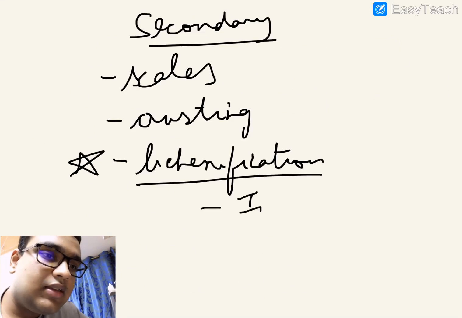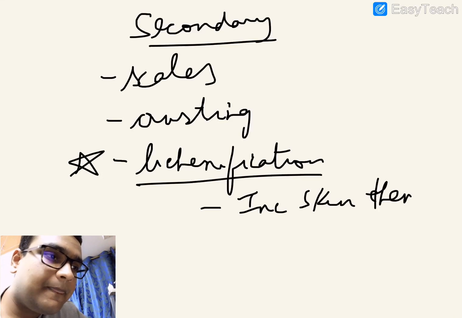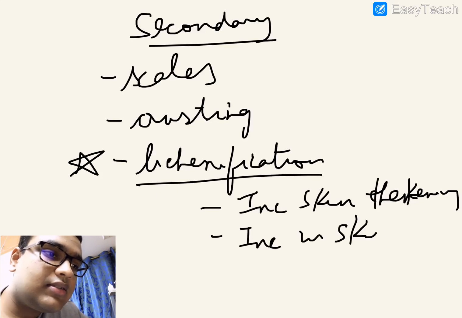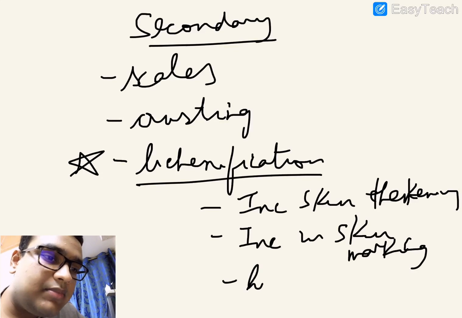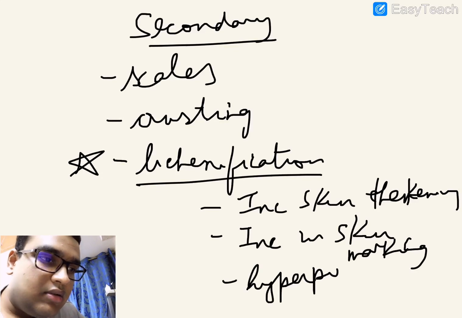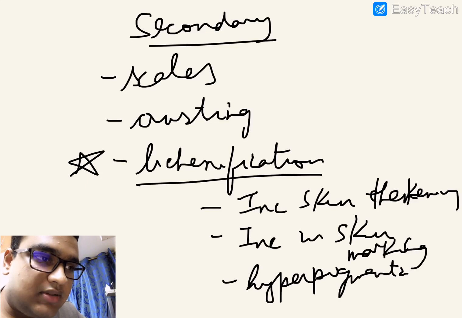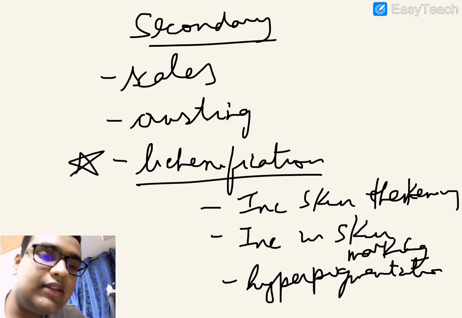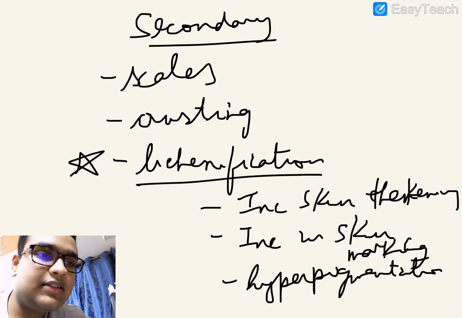The first being increase in skin thickening. Increase in skin markings. And hyperpigmentation. This usually occurs because of chronic itching over the skin, such as in dermatitis and eczema. So lichenification is very important, and you have to know these are the three components of lichenification.